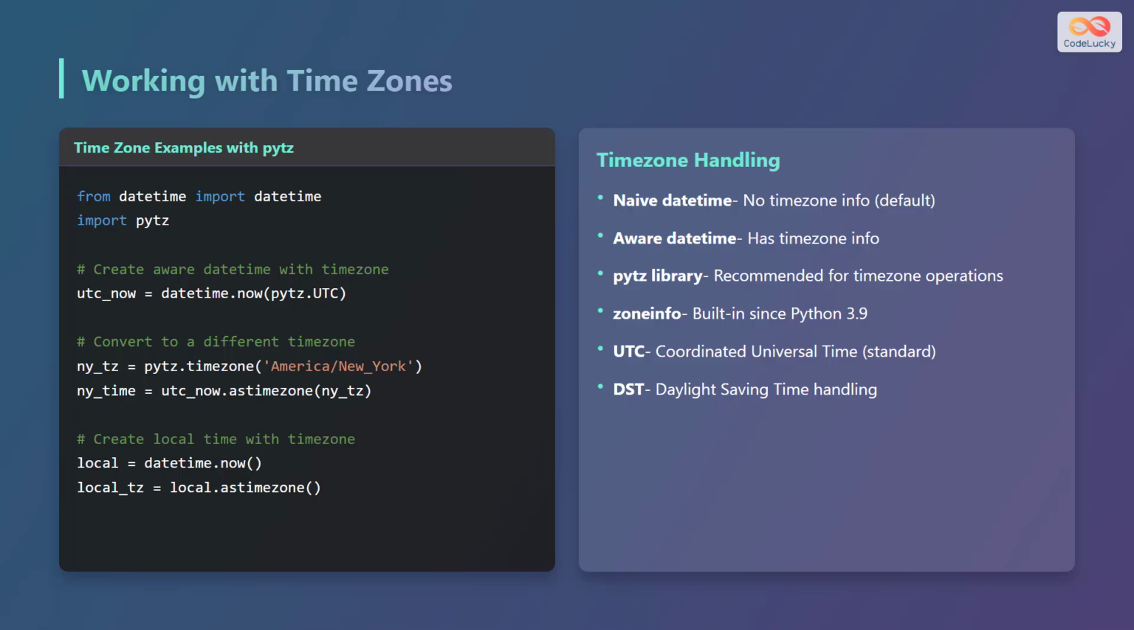Some things to remember in time zone handling is that a naive datetime has no time zone info. An aware datetime has time zone info. The pytz library is recommended for time zone operations. ZoneInfo is built in since Python 3.9. UTC stands for Coordinated Universal Time, and DST stands for Daylight Saving Time handling.